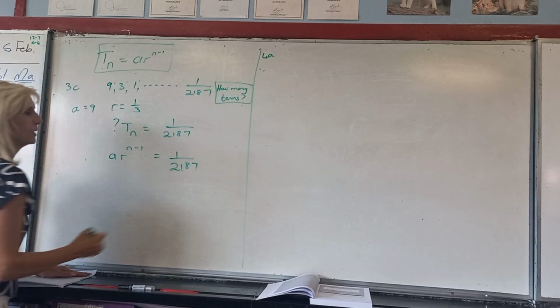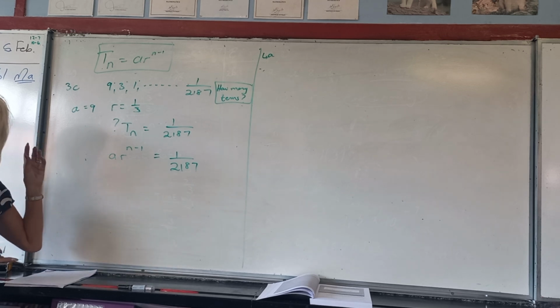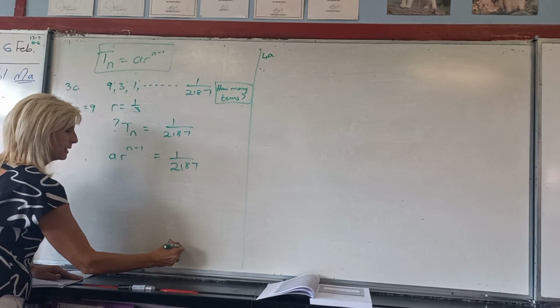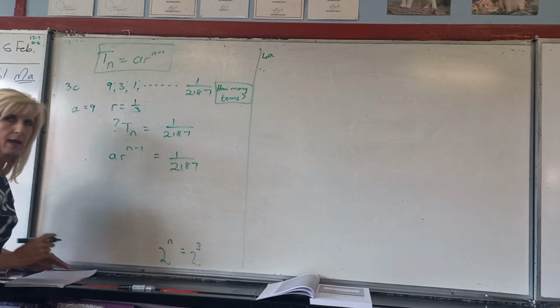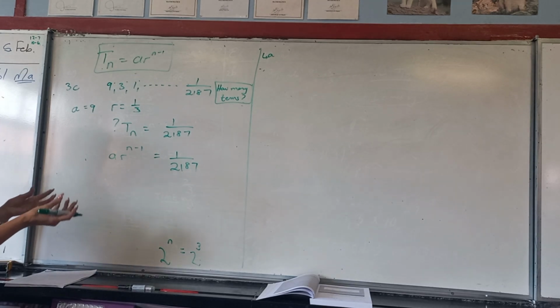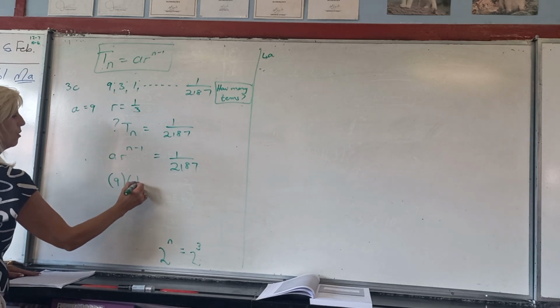What type of an equation is this? Exponential. Okay, so you know your toolbox. Quadratic equations, linear equations, exponential equations. So in the back of your mind you're getting the tool that says if it's exponential, we should be headed for something like 2 to the n is equal to 2 to the 3, and deducting logically that n is 3. So that's what we're aiming for here. Okay, let's have a look at it. A is 9, R is a third.